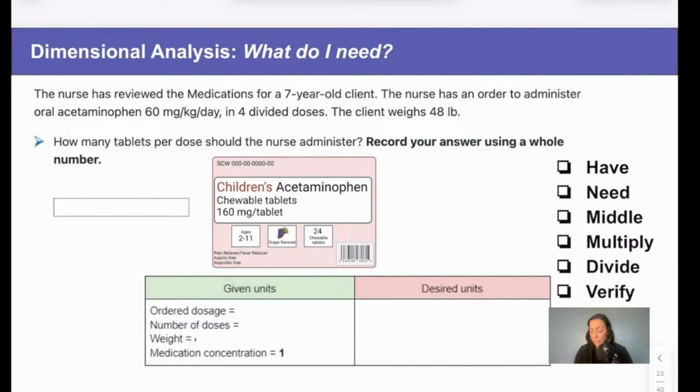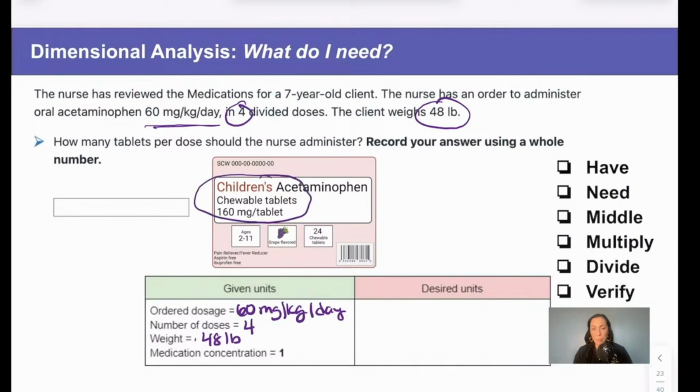Let's first take a look and find everything that we have, our knowns, our unknown. What are we looking for? So let's first look at what our given units are. Our order dose we see right here is this 60 milligrams per kilogram per day. And then our number of doses is given to us here. We have 4 divided doses. And then our weight is 48 pounds. And then our medication concentration, which we can see right here on this med label, is 160 milligrams per tablet. And then what do they want us to find out? We want to find out how many tablets we're going to give, tabs per dose.